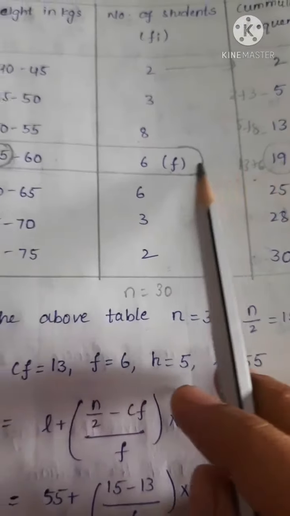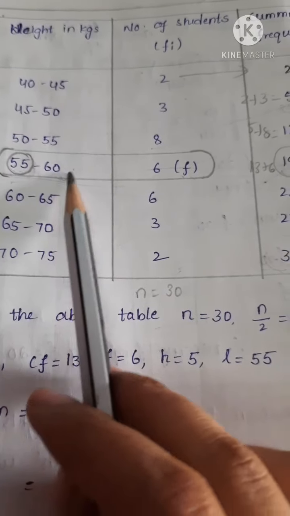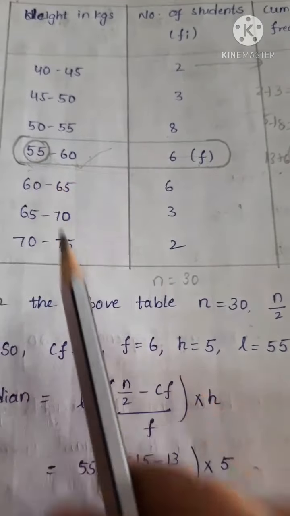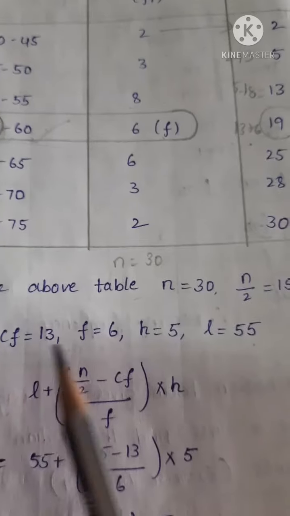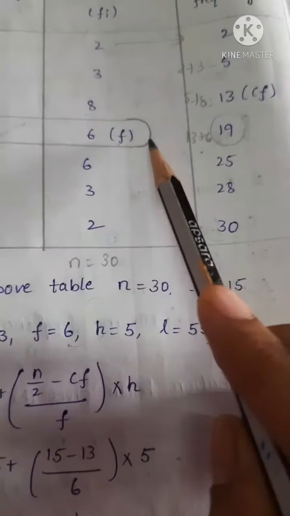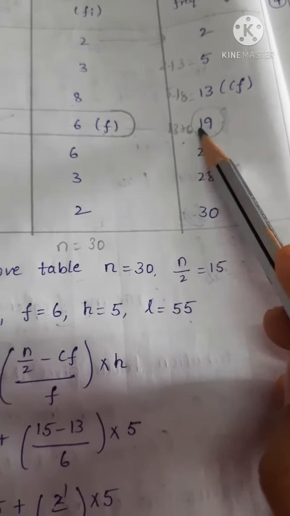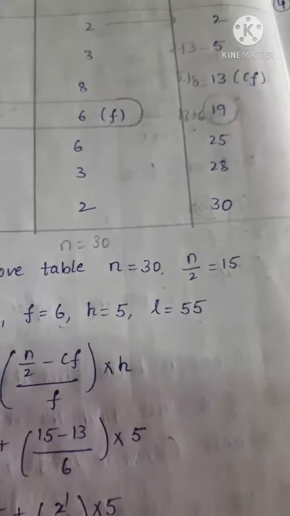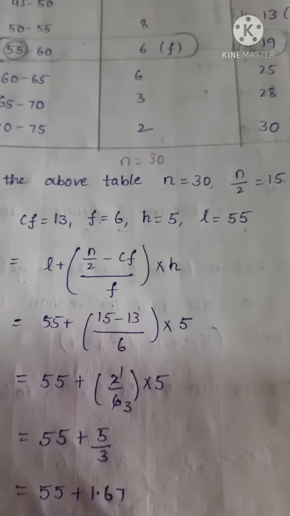So that 19 corresponding frequency and class interval is called the median class. So this is the median class; in that, the lower limit I circle here is the L value, 55, and the corresponding frequency is the F, 6. Now what is CF? CF means the cumulative frequency preceding the median class. Preceding means before. So the value before the median class, 13, is the CF. So CF is 13. Now we can apply all these values in the formula.